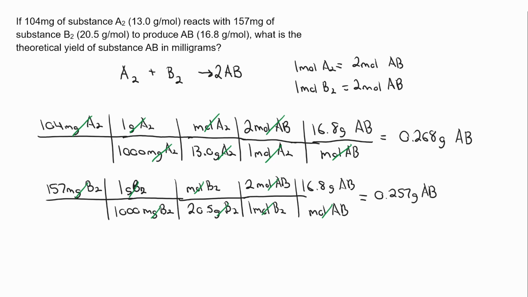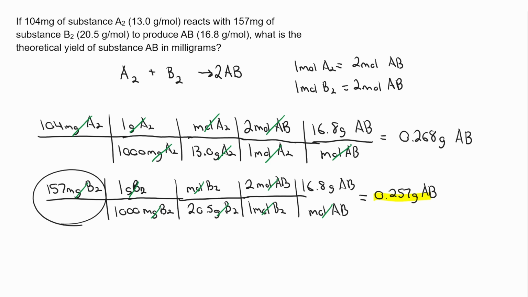And like before, what this means is that once that amount of product is made, the respective reactant will be completely gone. So here, B2 will be completely gone after 0.257 grams of AB is made. So the idea is to find the least possible amount that can be made, which is 0.257 grams of AB, and that is the theoretical yield from all of your reactants, and comparing them all.